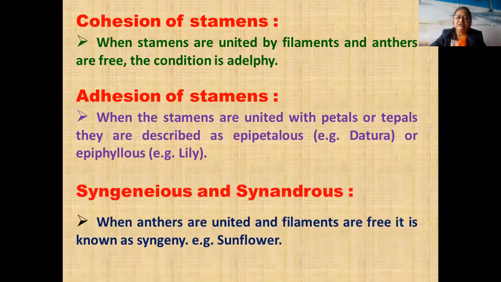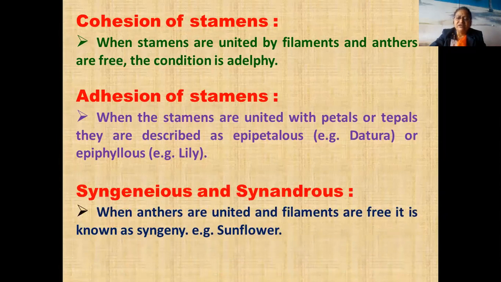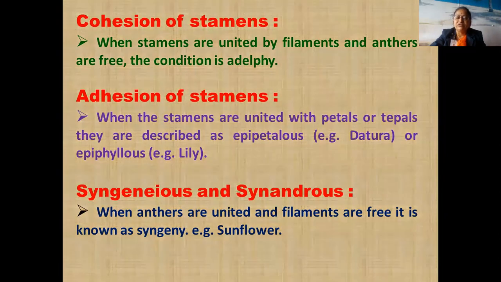Syngenesious and synandrous condition. When anthers are united and filaments are free, it is called syngenesious. Example, sunflower. And synandrous condition, when filaments and anthers both are united, then it is called synandrous condition. Example, cucurbita plant.